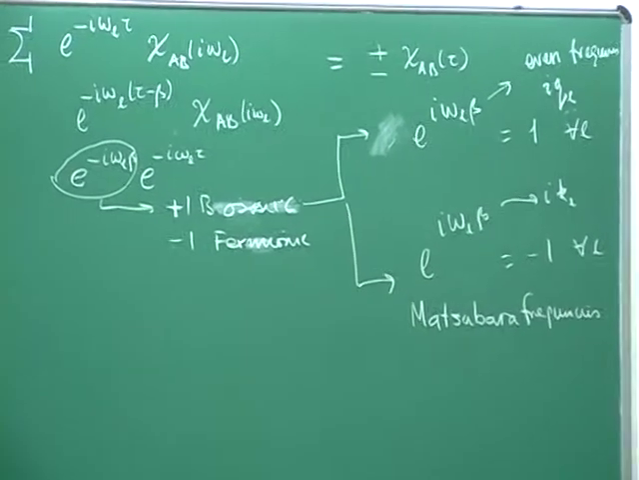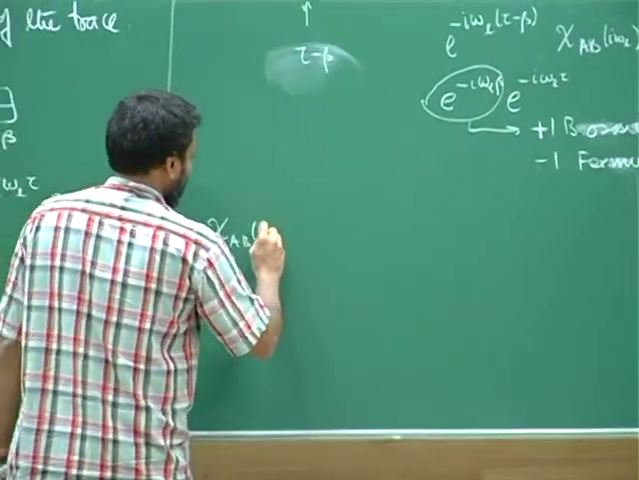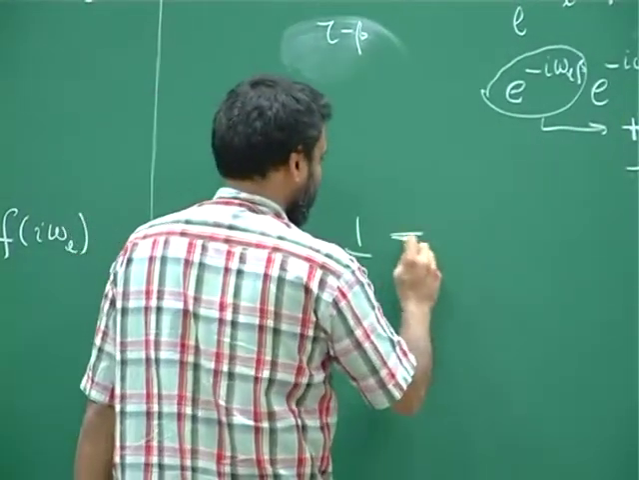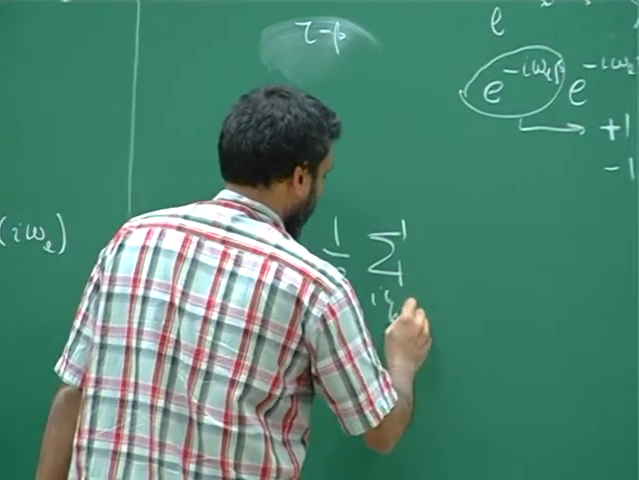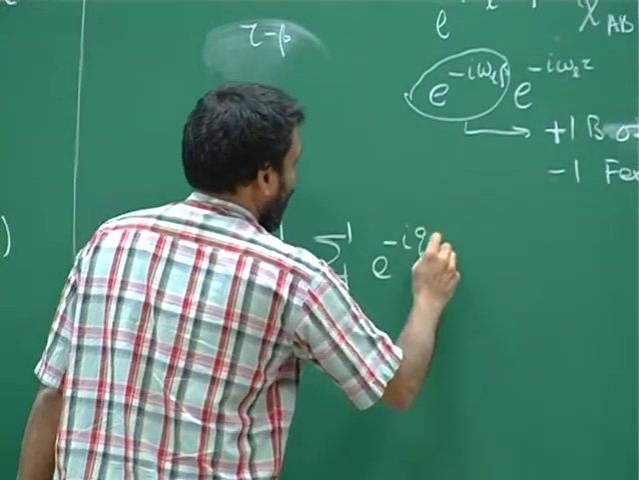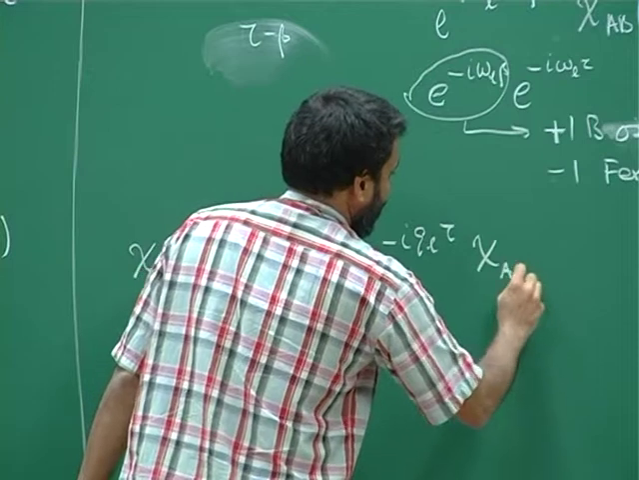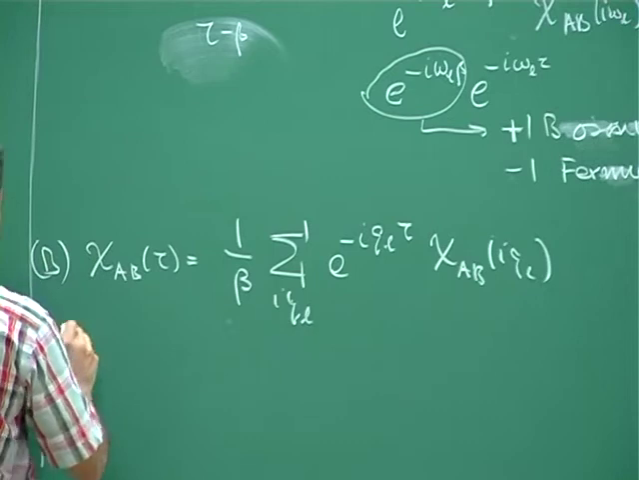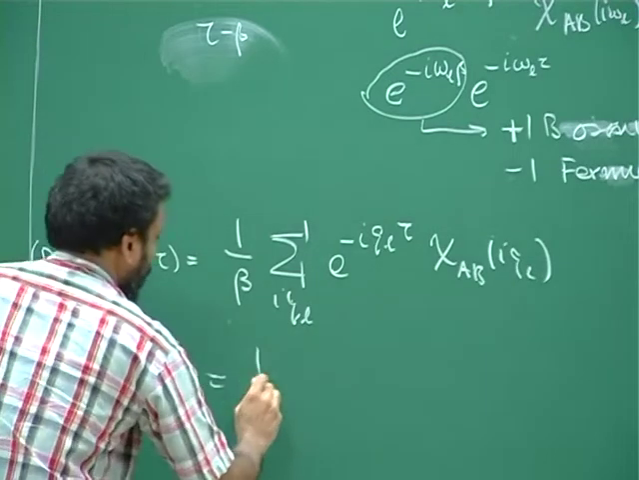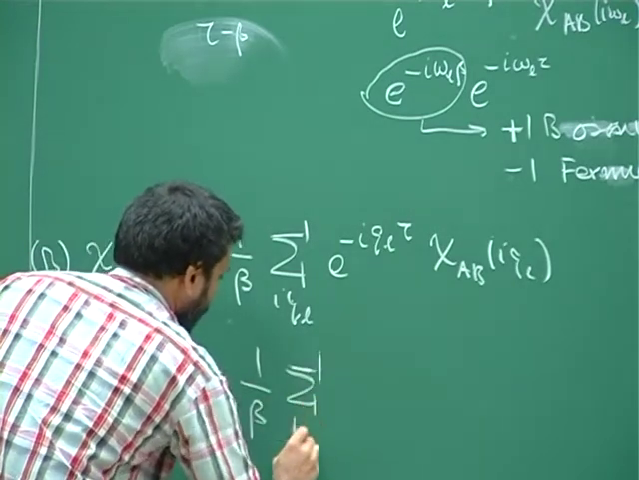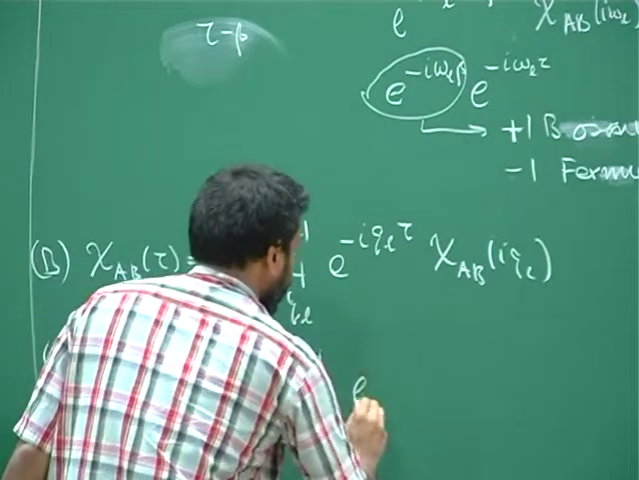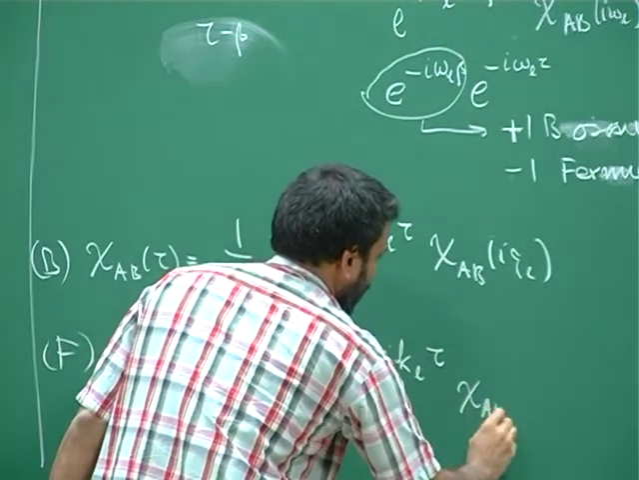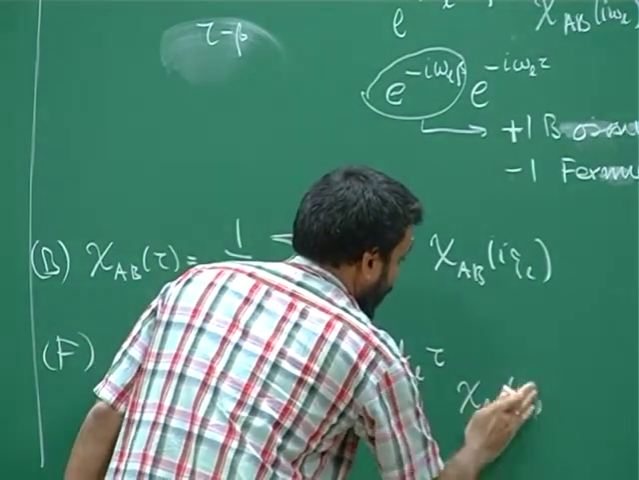So what I will say is that for bosonic operators, this is defined. There's a convention to put a 1 by beta here: 1 by beta, sum over i q_L, e to the minus i q_L tau, chi_ab of i q_L, and this is for bosonic. And for the fermionic operators, this would be 1 by beta, sum over i k_L, e to the minus i k_L tau, chi_ab of i k_L.